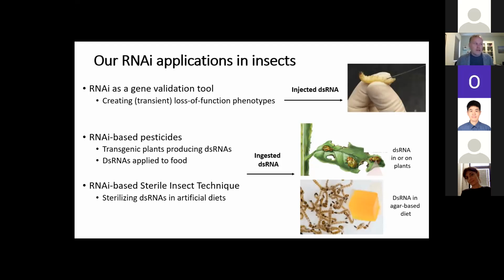We're also looking at ingestible double-stranded RNAs for the sterile insect technique, where we want to feed insects on double-stranded RNAs that will sterilize them and ideally sex sort them for sterile male release programs. And once again, in these kinds of applications, we're looking to feed them. So we're seeing ingestion as the primary route of entry.